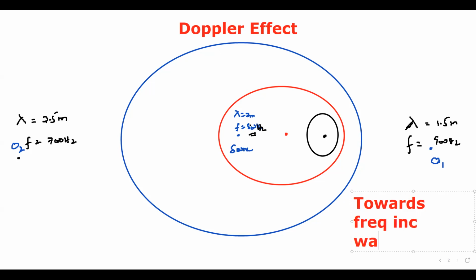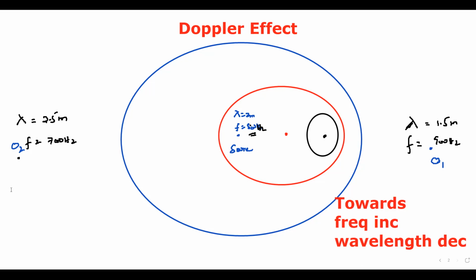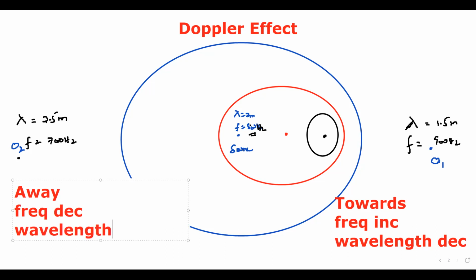and the wavelength will decrease. Whereas the opposite will happen if the source and observer are moving away from each other: the frequency which is received will decrease and the wavelength will increase.